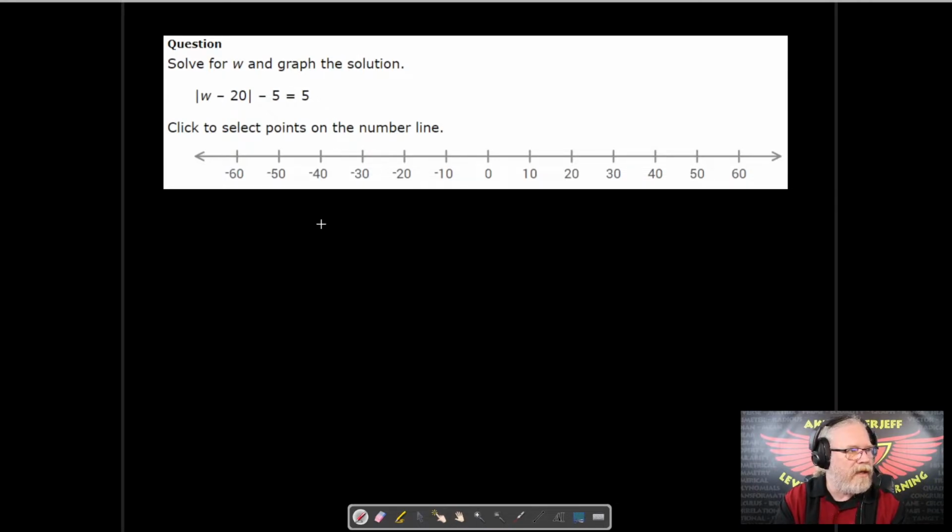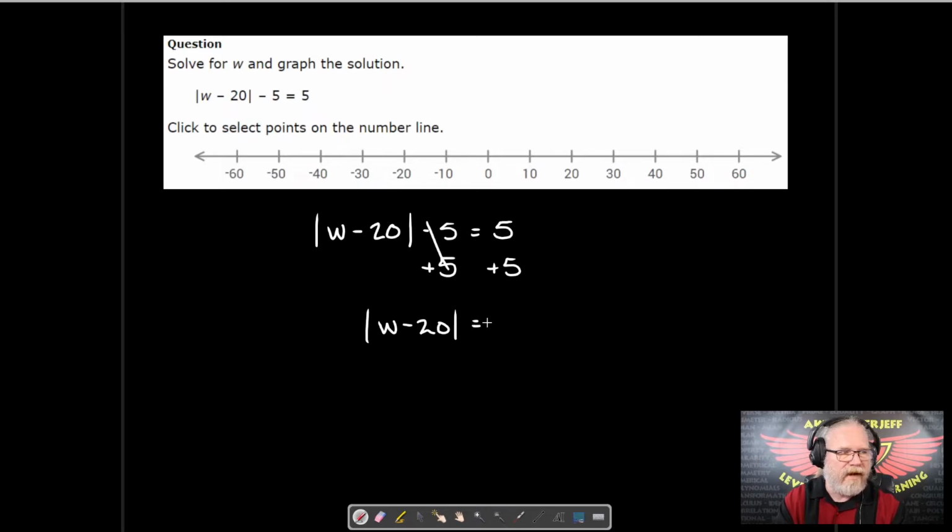So let's rewrite absolute value of w minus 20. And we're going to go ahead and subtract 5, set that equal to positive 5. So the 5 is tied to the absolute value portion that we want to isolate through subtraction. The opposite operation is addition, and we're going to add the very number we wish to get rid of. And what we do to one side, we're going to do to the other. So on this one here, negative 5, positive 5 cancels each other, leaves me with absolute value of w minus 20 equals, and 5 plus 5 is 10.